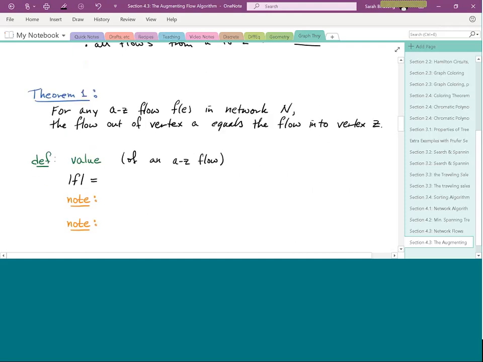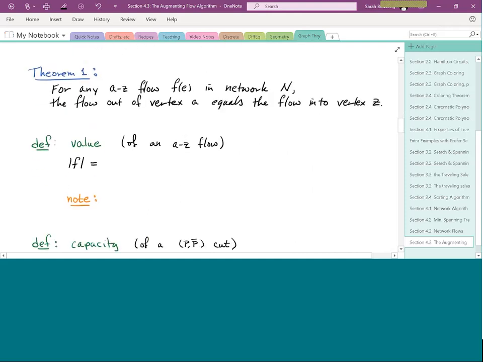Next definition deals with some mechanics. So there's something called the value of a flow. The value of a flow has the symbol F for the flow, with absolute value bars around it. And this is specifically defined as the sum of the flow out of vertex A. Remember, we're leaving A to arrive at Z. Or if you prefer, and this is a direct result of Theorem 1, this is the same thing as the sum of the flow into vertex Z.